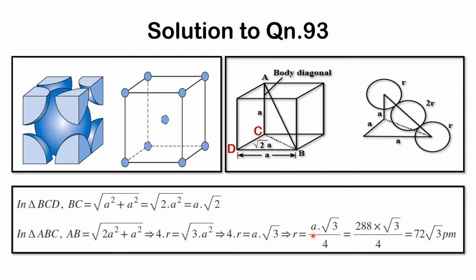Here, the edge length A is given as 288 picometer. So the answer is the atomic radius R is equal to 288 times root 3 by 4. If you cancel 4 and 288, you get 72. So the answer is 72 root 3 picometer.